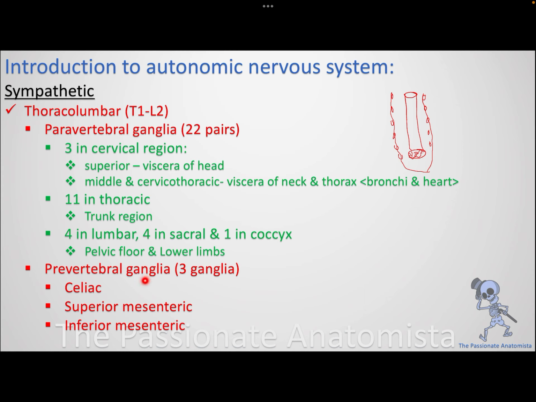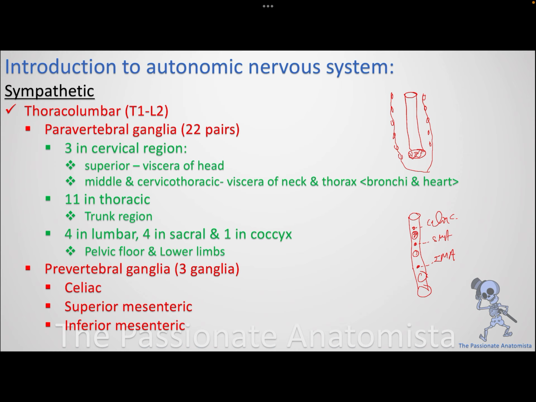And we have the prevertebral ganglia. The prevertebral ganglia basically lie in front of the vertebral column, and sometimes they call it pre-aortic. So if this is my aorta, all right, I'm expecting to see the 3 prevertebral ganglia, and that is going to be around the arteries of the abdominal wall, which is basically the origin of the celiac artery, the superior mesenteric artery, and the inferior mesenteric artery.